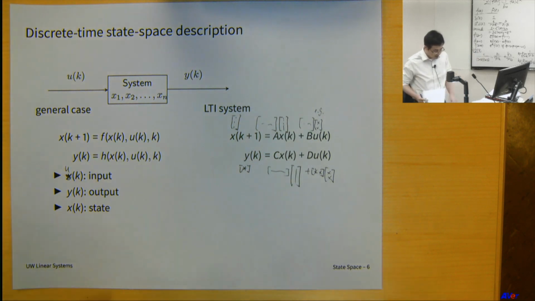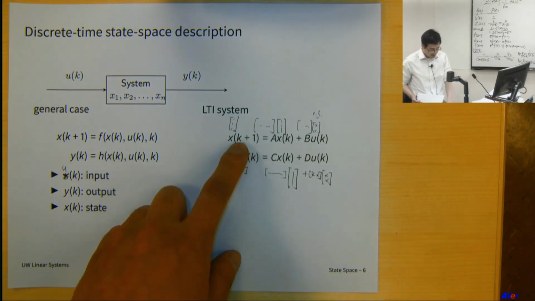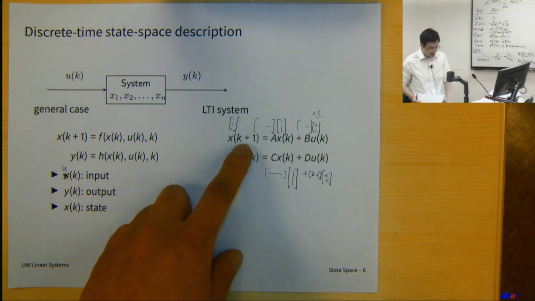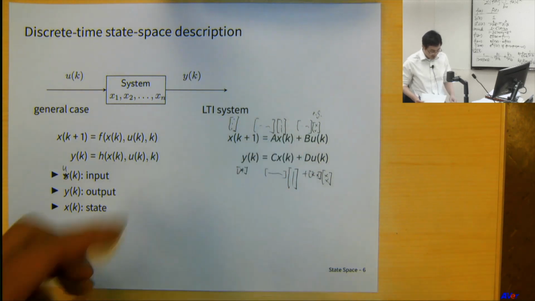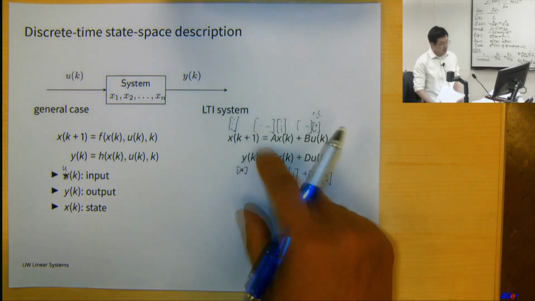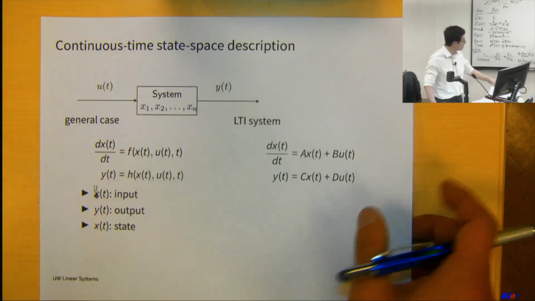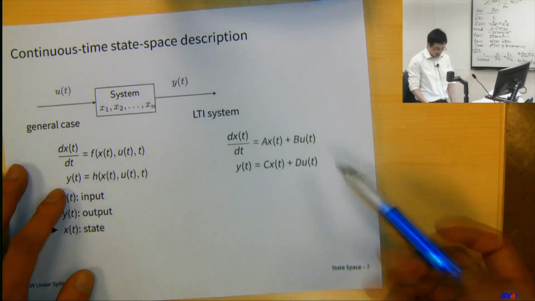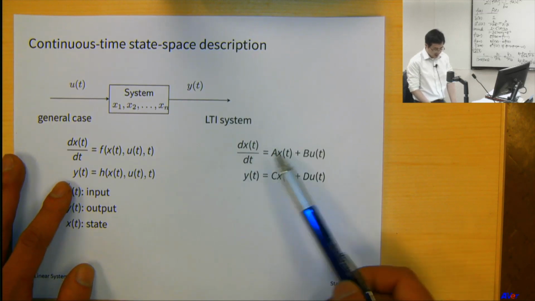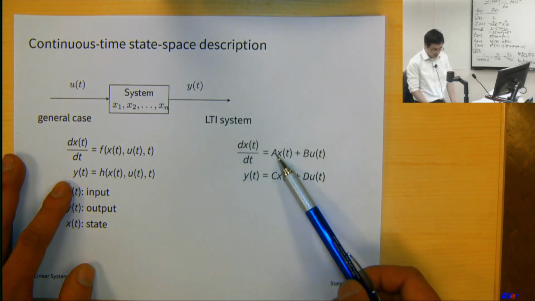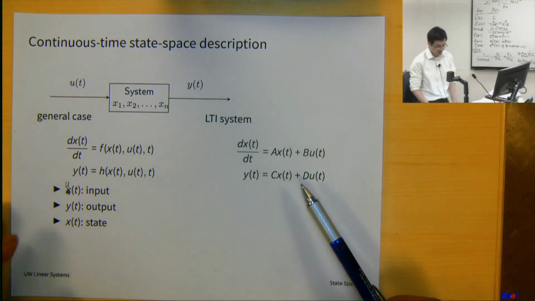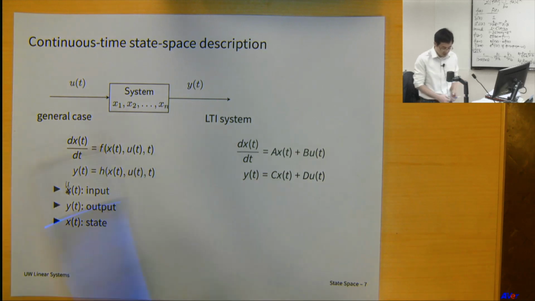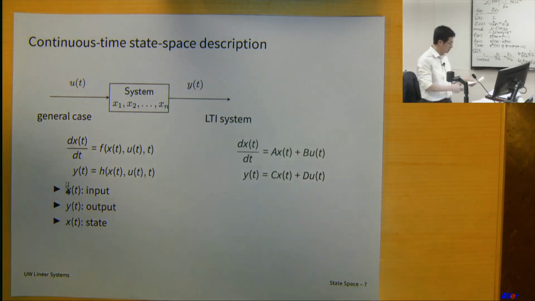This is a discrete time system. My next time instance, the system state in the next time instance depends on the previous system property. If it's a continuous time system, then we have differentiation here. So a continuous time system is going to be derivative of x equals Ax plus Bu. Y is equal to Cx plus Du. All the other things are analogous.